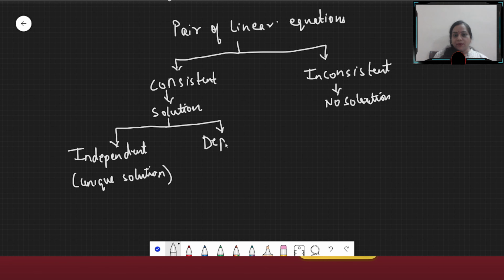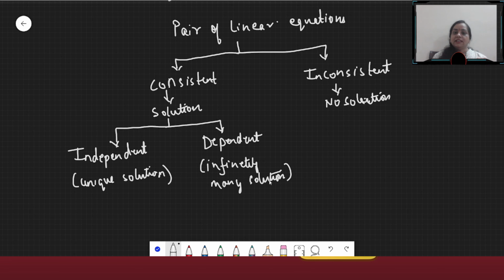Whereas the other one is dependent consistent. Now, when do we call them dependent consistent? When there are infinitely many solutions, then we call them a dependent consistent pair of linear equations. And of course, when there are no solutions, that means there is not going to be any solution at all. So this is your inconsistent pair of linear equations.